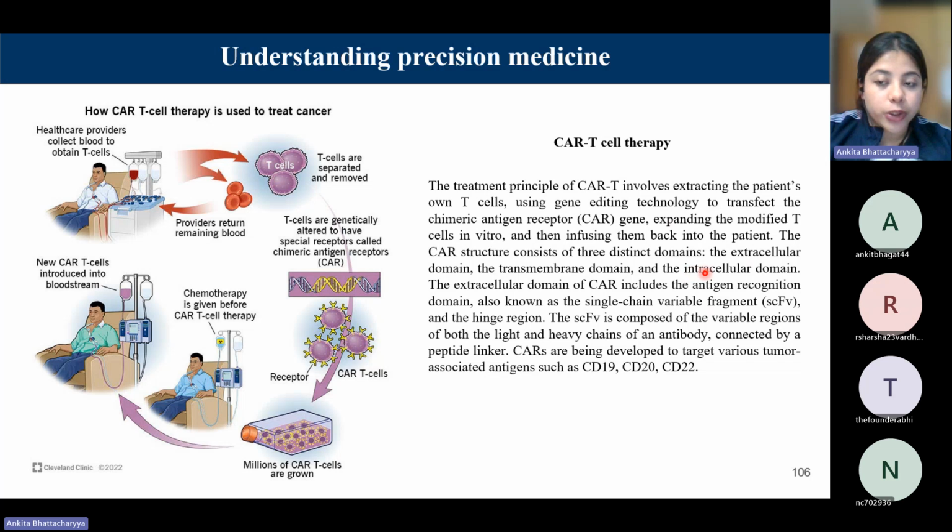So, what are the three domains? You have an extracellular domain, a transmembrane domain, and an intracellular domain. The extracellular domain of CAR includes the antigen recognition domain, also known as single chain variable fragment, which is the SCFV, and the hinge region. The SCFV is composed of variable regions of both heavy and light chains of an antibody connected by a peptide linker, and CARs are being developed to target various tumor-associated antigens like CD19, 20, and 22. What did we mean? We'll come to that in the next slide.